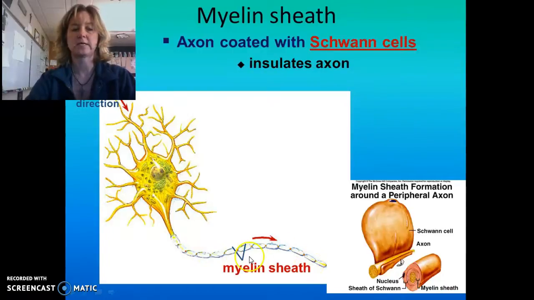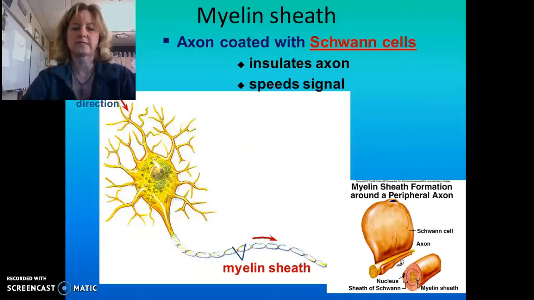But what we see here is that we have these little gaps in between the Schwann cells, and that is called the nodes of Ranvier. It looks like nodes of Ranvier, but it's pronounced Ranvier. Okay, French or something like that. All right. So what does it do?